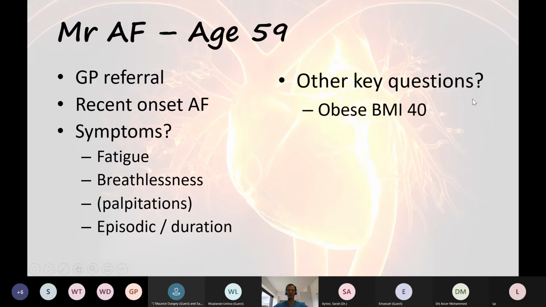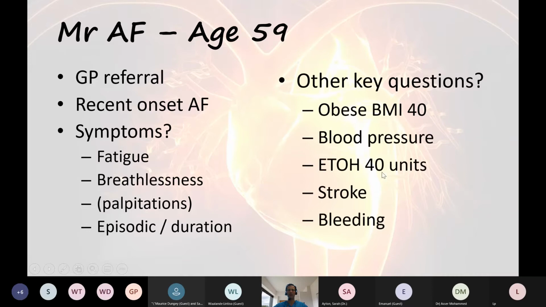So the big ones are obesity. Obesity is a really major factor in development of atrial fibrillation. And we know from studies that if patients lose weight, they're much more likely to stay out of atrial fibrillation. So that's a really important consideration. Other big ones are blood pressure, alcohol intake, and we've already talked a bit about factors to determine CHA2DS2-VASc score.